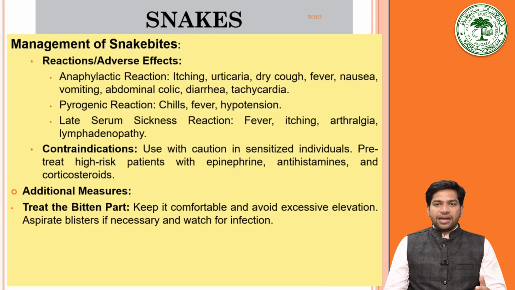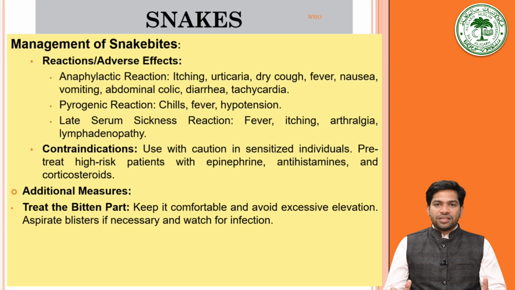Then after giving the anti-snake venom, there can be certain anaphylactic reactions like itching, urticaria, dry cough, fever, nausea, vomiting, abdominal colic, diarrhea, tachycardia, pyrogenic reactions, chills, fevers, hypotension, and late serum sickness reactions: fever, itching, arthralgia, lymphadenopathy. These should all be managed accordingly, with hypotension management, hydrocortisone, and adrenaline injection. This antivenom is contraindicated or used with caution in sensitized individuals. Pre-treat high-risk patients with epinephrine, antihistaminics, or corticosteroids.